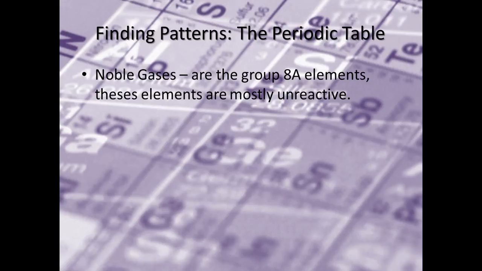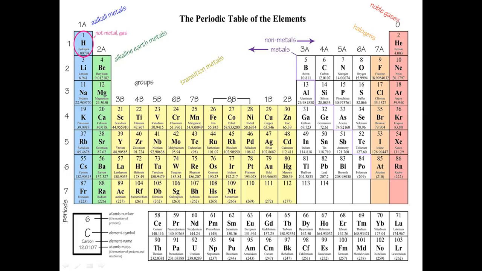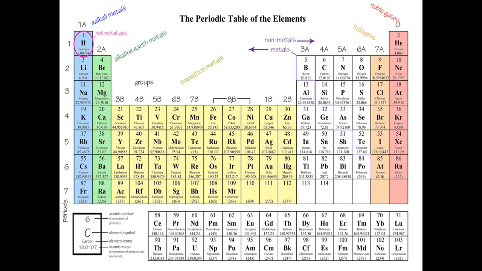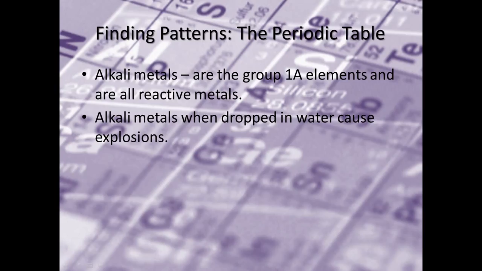Noble gases are group 8A elements. These elements are mostly unreactive. As you can see, that includes helium, neon, argon, krypton, and it's this beautiful row right here. The pink are your noble gases, and they're very unreactive because all their electron shells are full.